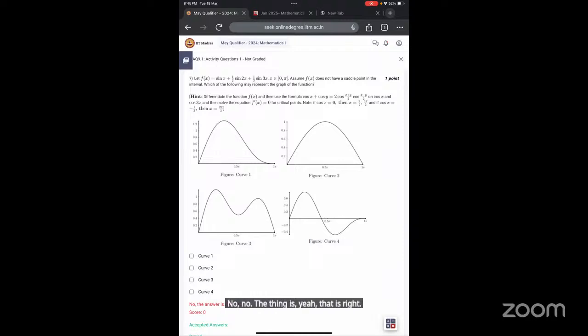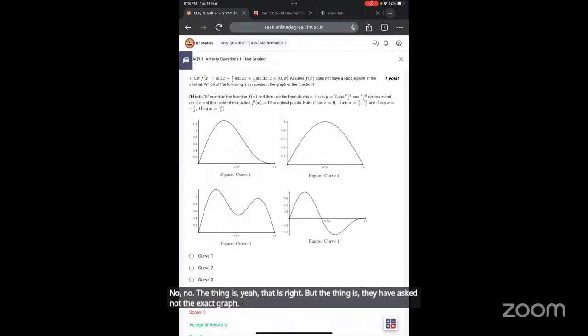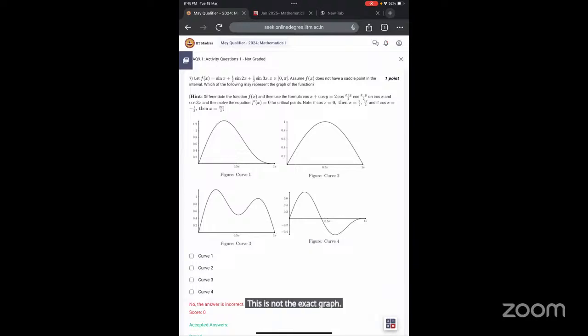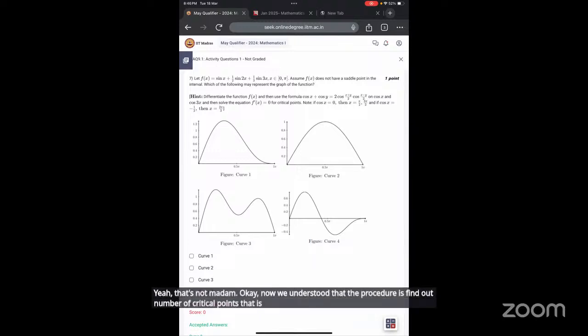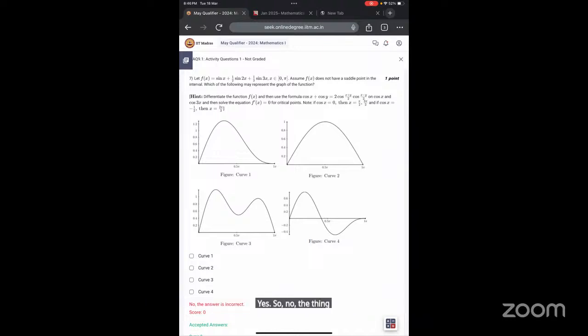Yeah, that is right. But the thing is, they have asked not the exact graph. This is not the exact graph, but which may be the possible graph, like the possible approximation. Yeah, madam, now we understood. The procedure is to find the number of critical points, that is the objective of this question. May represent the graph means it may be a possible approximation.